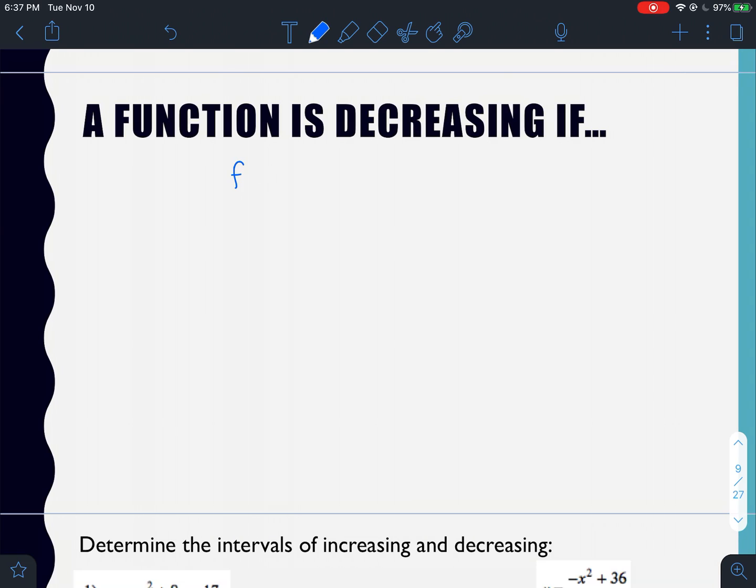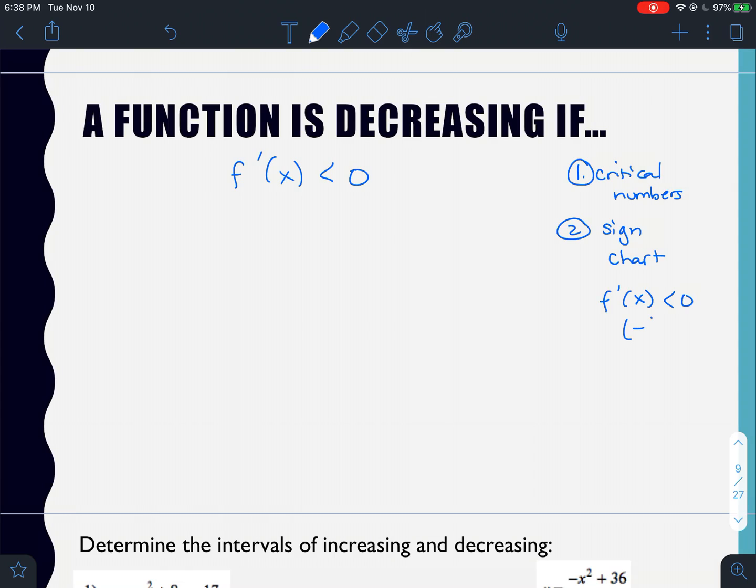A function is decreasing if the derivative is negative. So if f prime of x is less than 0, then the function is decreasing. So again, you find your critical numbers, and then you find your sign chart. If you want to figure out where the function is decreasing, you're looking for where f prime of x is less than 0. So you're looking for where f prime of x is negative.